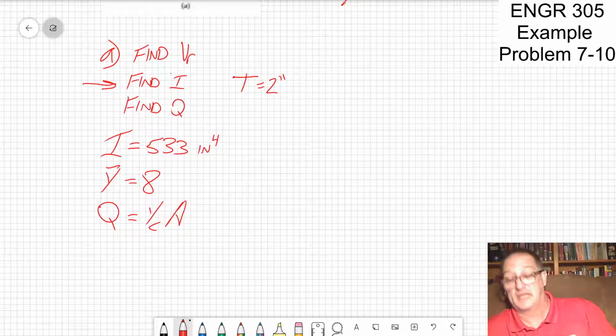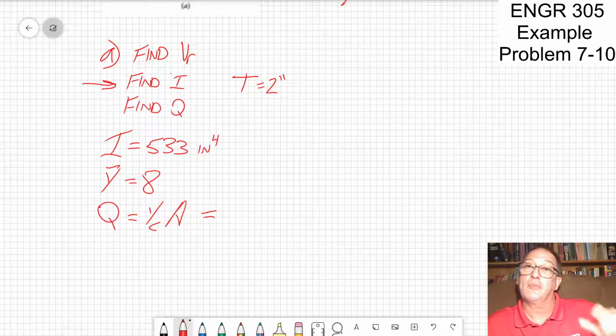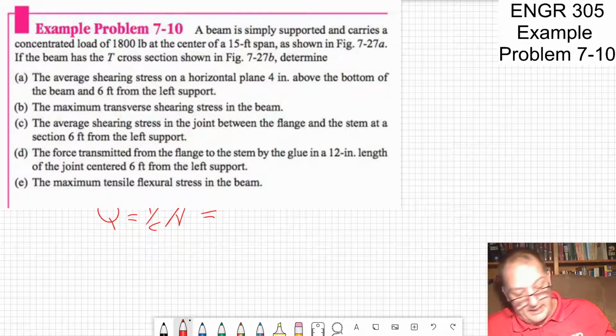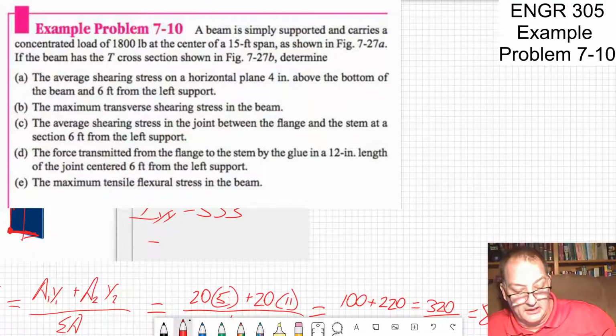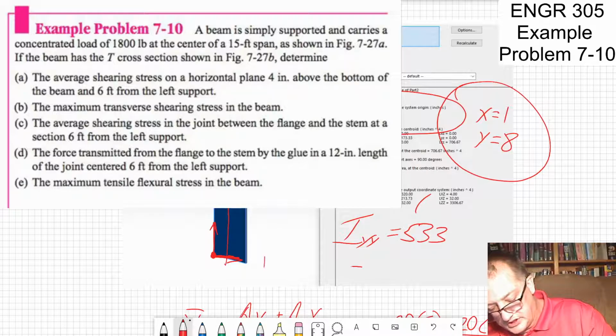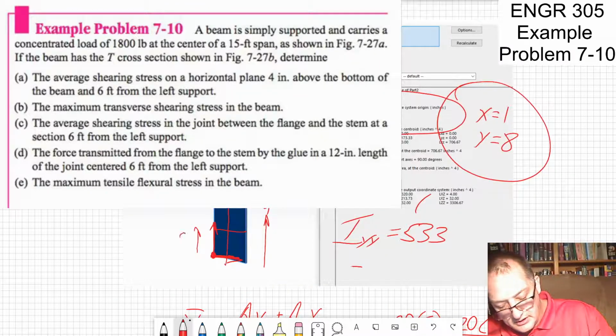It's y, the centroid, times the area of that. So that centroid, now we've got to go back to the problem statement. 4 inches above the bottom. All right, let's go back to our picture up here a sec. That means if I'm worried about it on this plane, which is 4 inches up, then the centroid of this is only 2 inches up, which means it's 6 inches down.